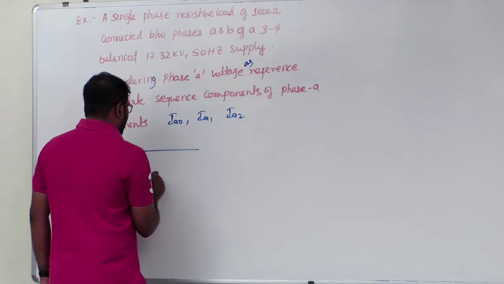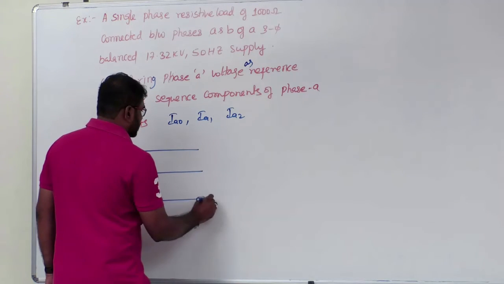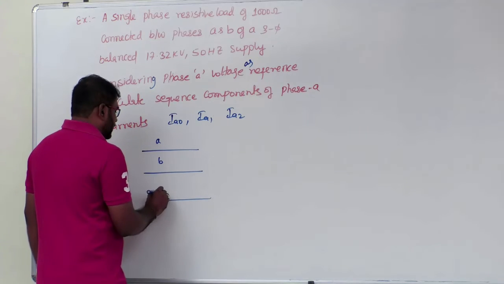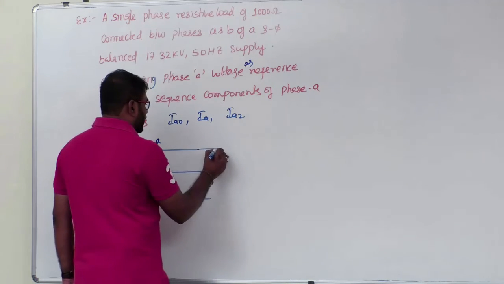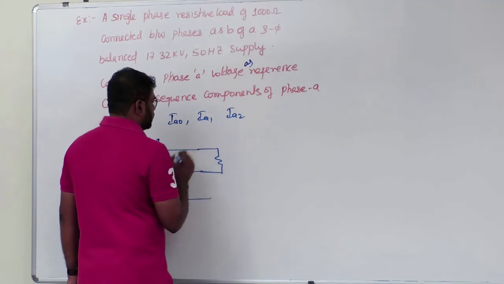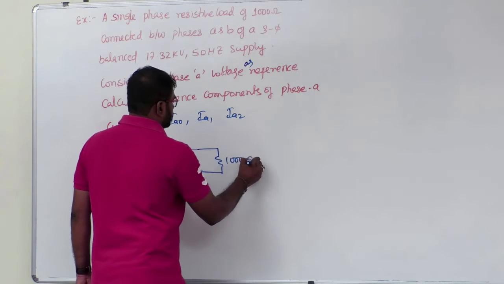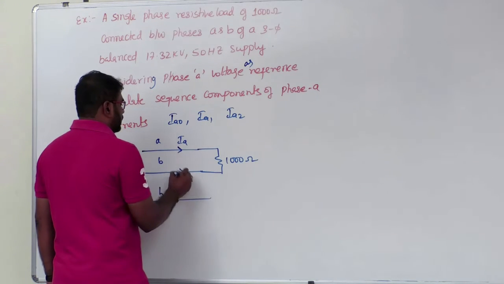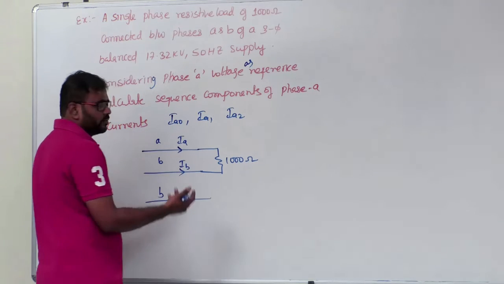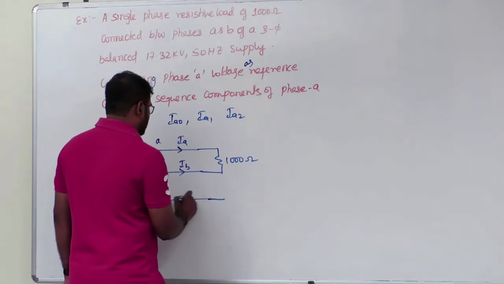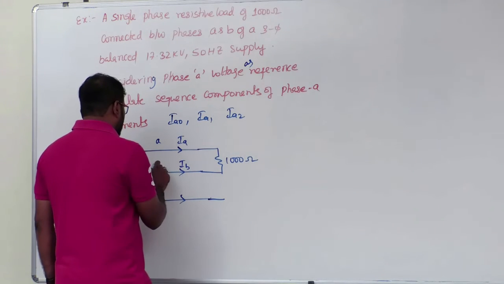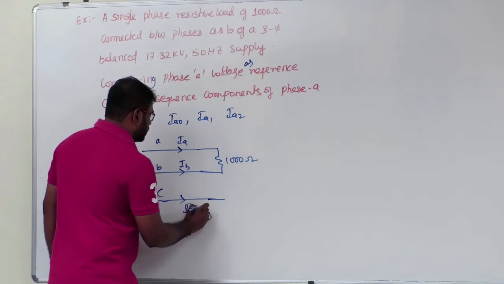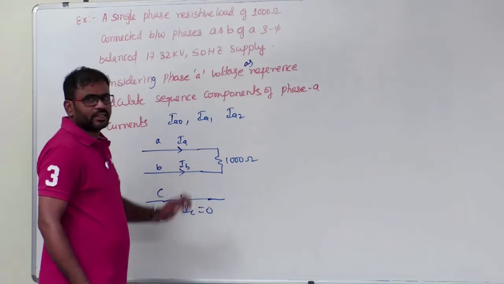Let's say this is A, B and C phases. Where is the load connected? A single phase resistive load is connected between phases A and B. This is 1000 ohms. So you can calculate IA and IB. So IA equals minus IB. What is IC? This is B phase and this is C phase. Fine. What is IC? By default that is 0 because nothing is connected here.